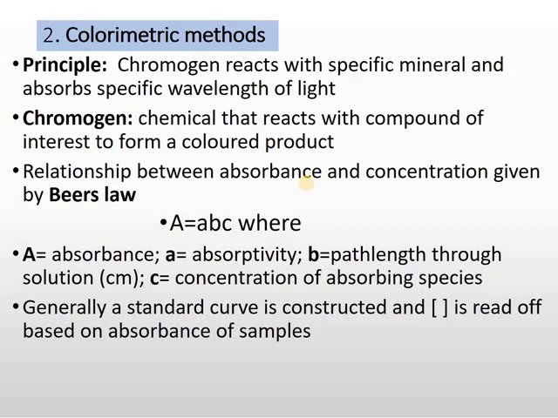Okay, so the relationship between the absorbance and the concentration of your analyte will be given by the Beer-Lambert law, A equals abc, where A is the absorbance of the product that is formed, a is the absorptivity, how the light passes through, b is the path length through the solution, and c is the concentration of the absorbing species. So in that way, you can construct a standard curve, and you can read off the concentration of your analyte or your mineral based on the absorbance of the samples.